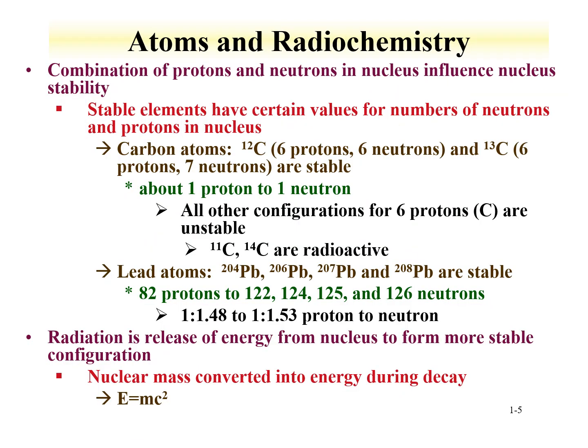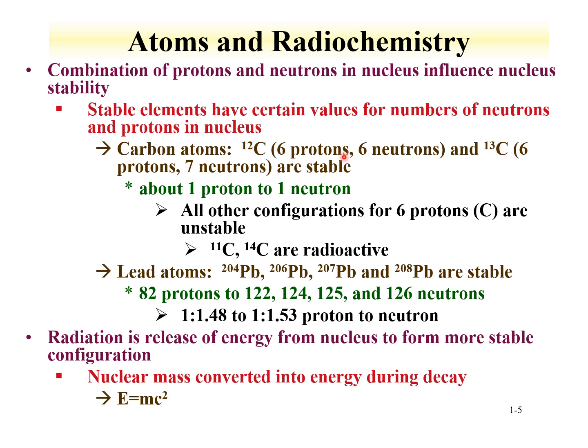The numbers of nucleons in the nucleus, neutrons and protons, and how they relate to each other has an impact on radioactive decay and hence radiochemistry. So the combination of protons and neutrons that are in the nucleus influence the stability of that nucleus. And let's examine this by looking at some elements. Let's look at carbon. Carbon-12, carbon-13 are stable.